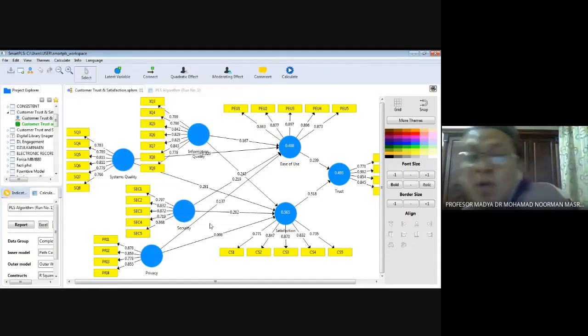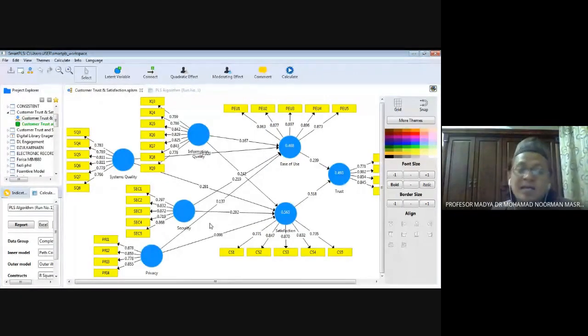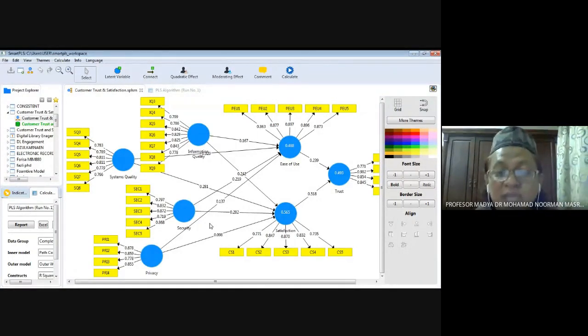Once we are done, we are going to proceed with the hypothesis testing. This is called the structural model assessment. Now, how are you going to proceed with that? Here you are going to click calculate.